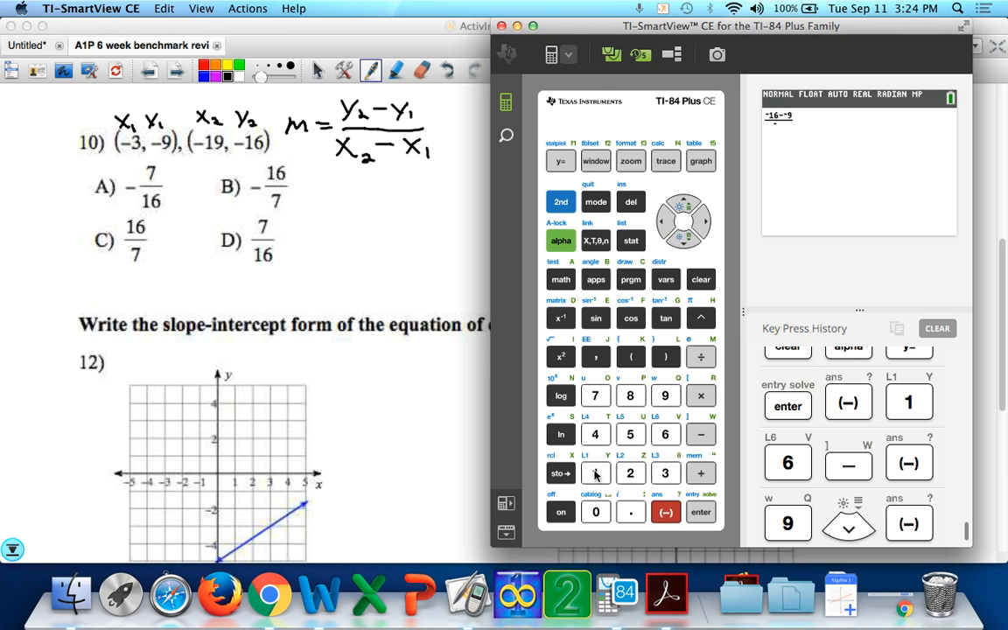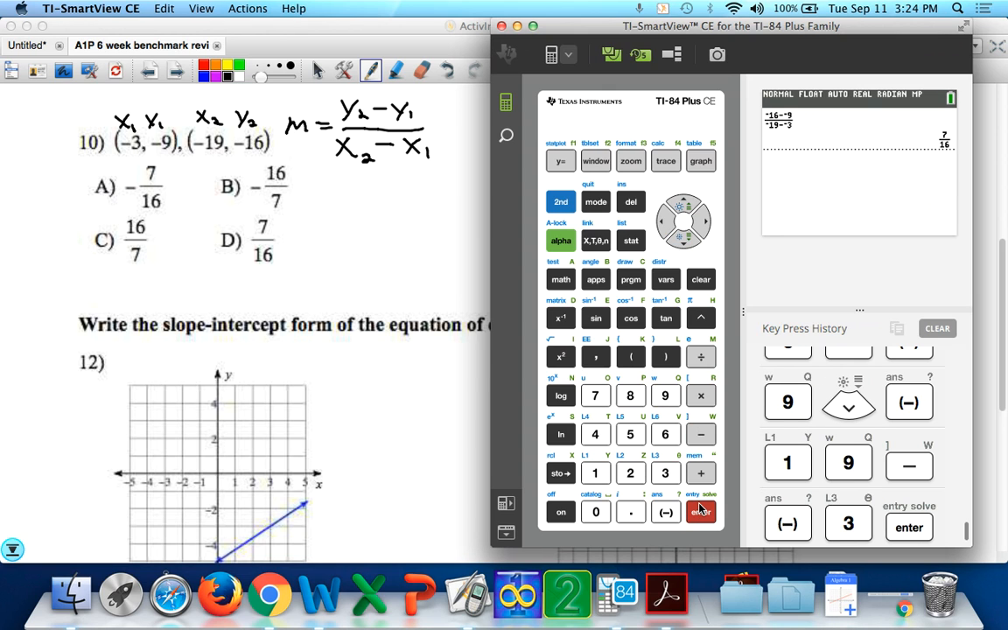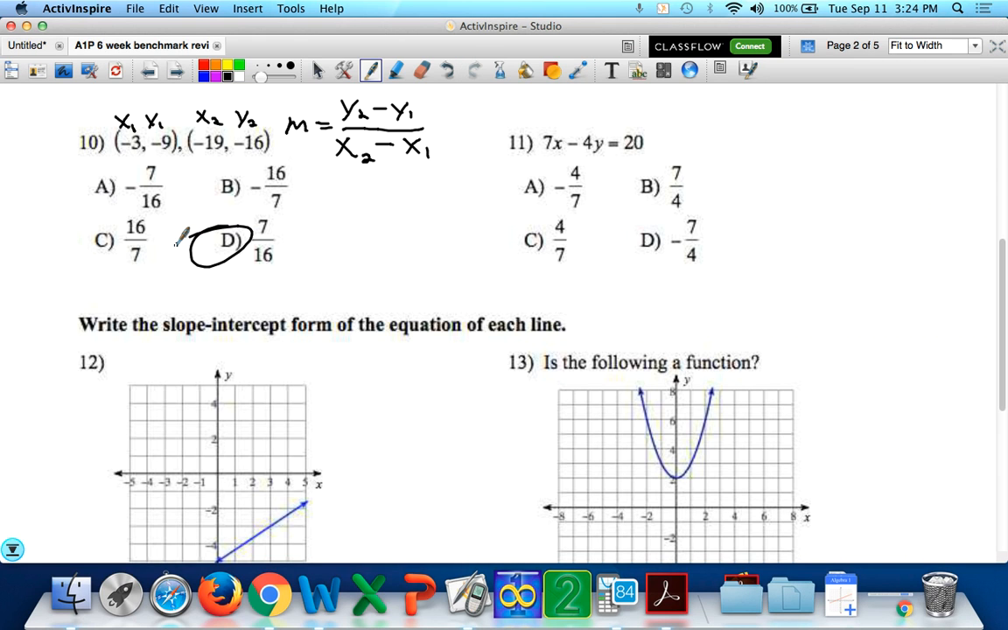Next, we have X2, which is negative 19, minus X1, which is negative 3. Bunch of negative signs flying around, but it comes out to be a nice, neat 7, 6. I guess that's not really nice or neat, but either way.